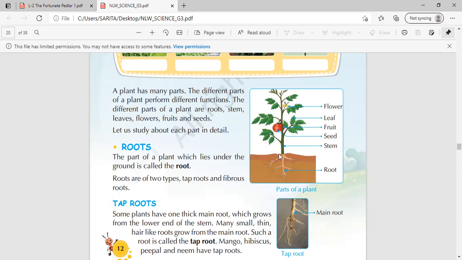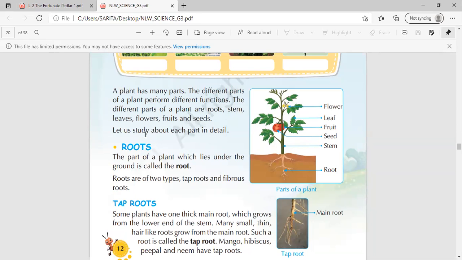You can see this part, these are roots, and these are under the ground. They are below the ground. And above the ground, these are the parts. What is above the ground? This is stem. These are seeds which are inside the fruit. This is fruit and these are green leaves and this is a flower. And now we will study about each part in detail.